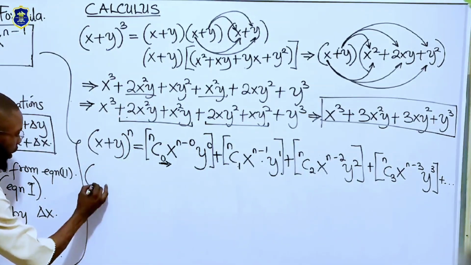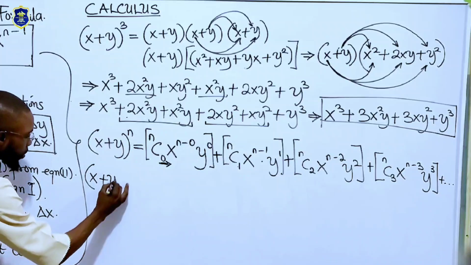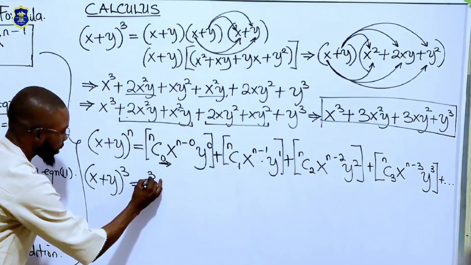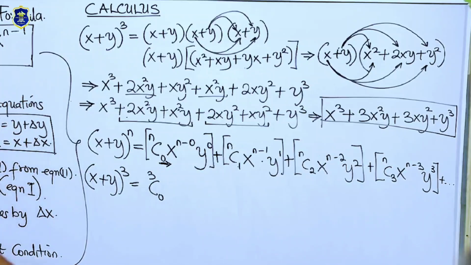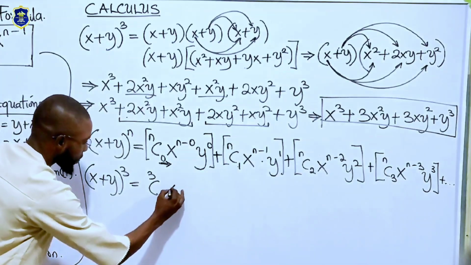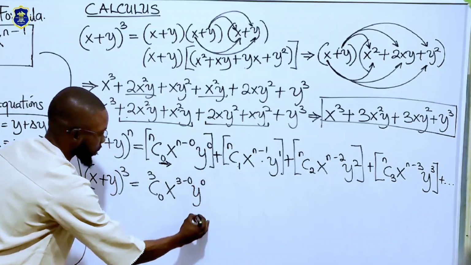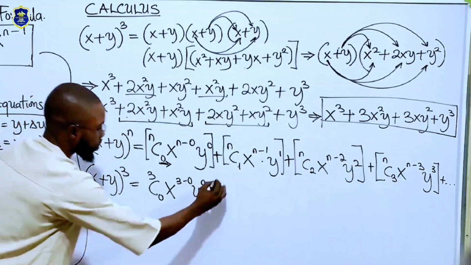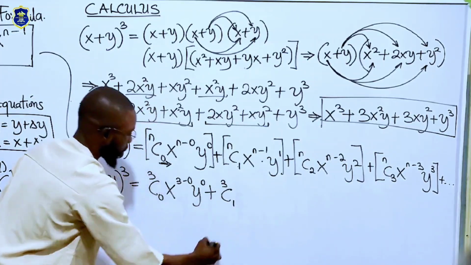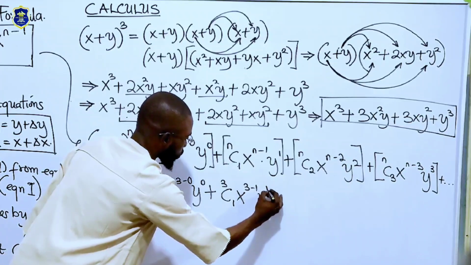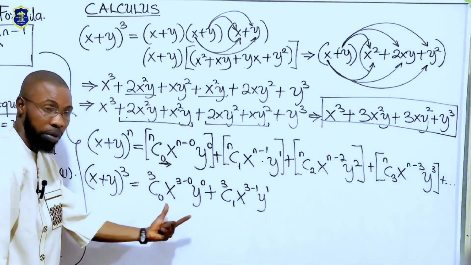So for that, we're going to have stuff like (x plus y) raised to power 3. Using our strategy, it is going to start with what? 3 combination 0, right? And then we have x raised to power 3 minus 0, y raised to power 0, plus what? Plus 3 combination 1. Then we have x raised to power 3 minus 1, y raised to power 1. I've taught you this now, very easy.